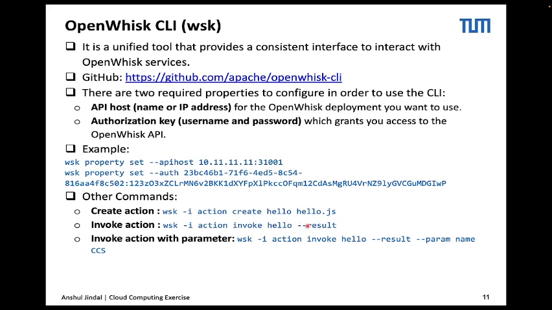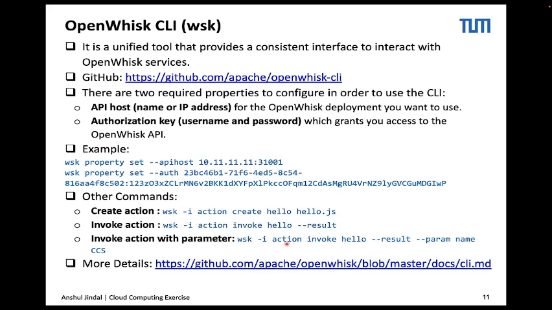When you specify this parameter, it's a blocking call, so your whisk CLI would wait for the result to come back from OpenWhisk, and then show it to you. Like over here, I'm specifying the parameter. You can also specify a parameter for the invocation, like the name. So this is just to give you an overview of the whisk CLI, which we will be using as part of this exercise.